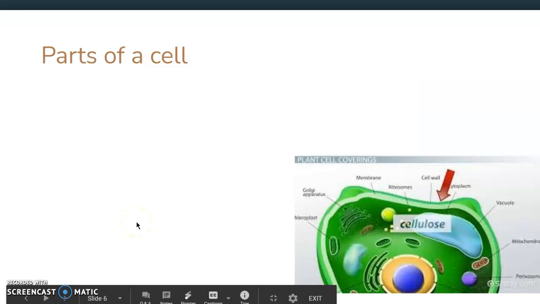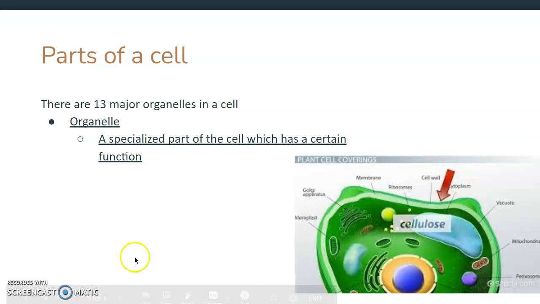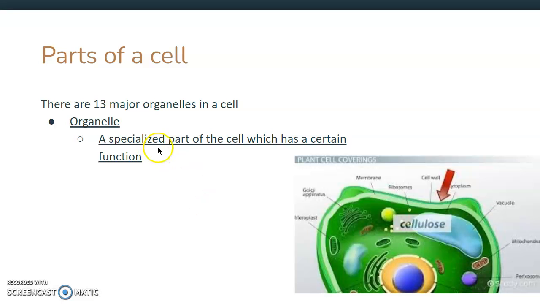But what we're going to get to is the parts of a cell. The important thing to learn is that we have 13 major organelles in a cell. So what is an organelle? An organelle is a specialized part of a cell which has a certain function. So it's specialized and it's just one part that has maybe one or even just a few jobs to help make the cell work together.